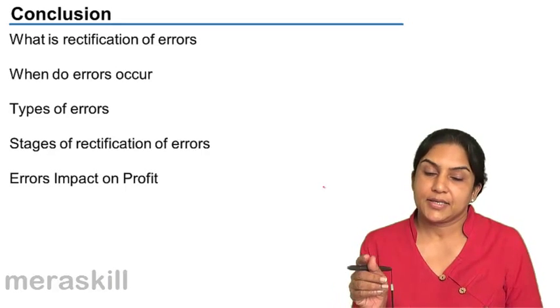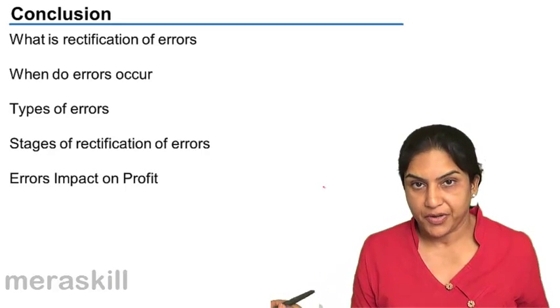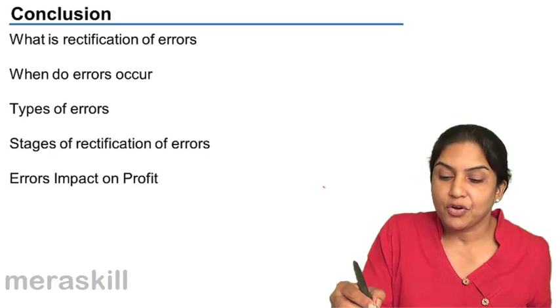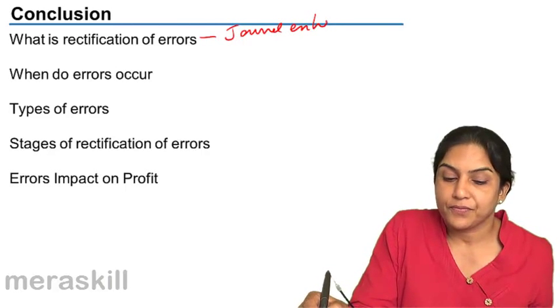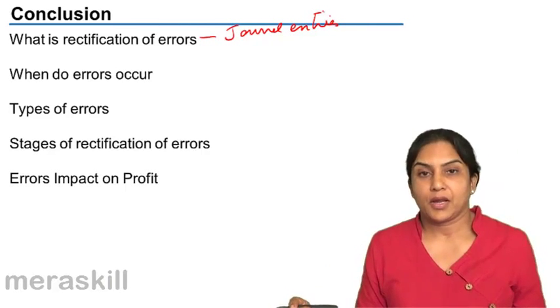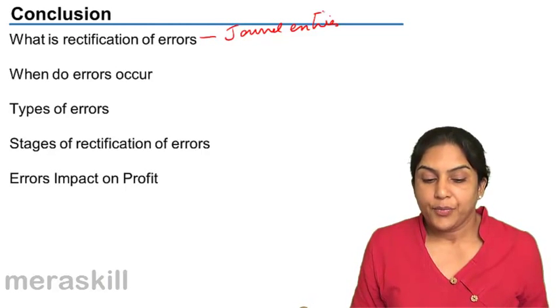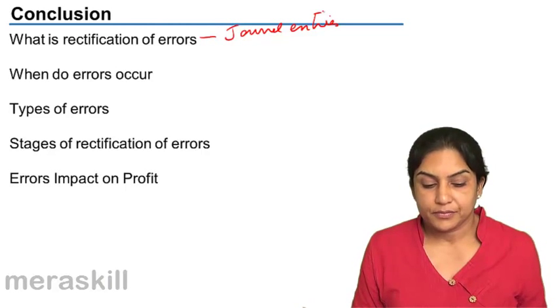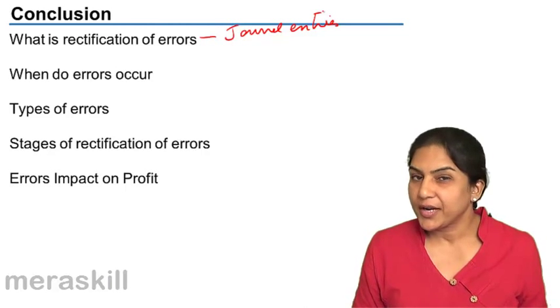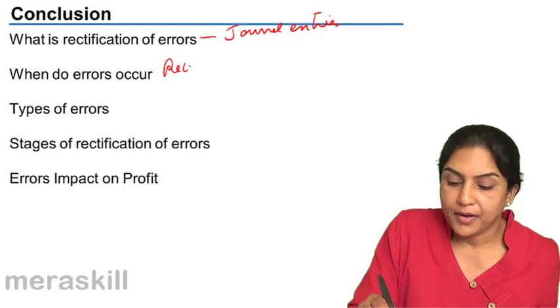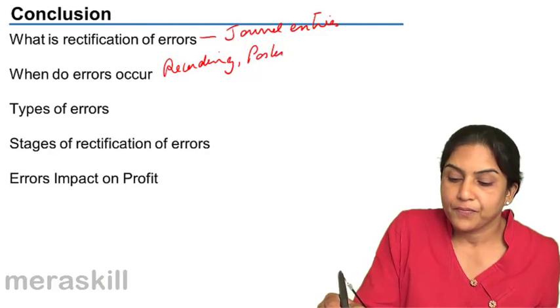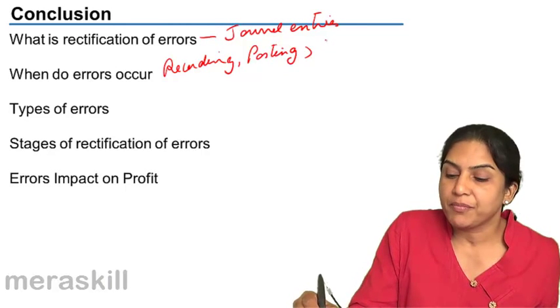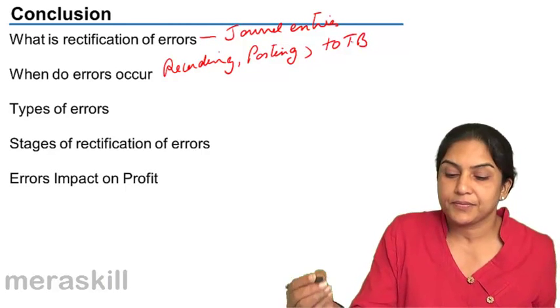We discussed what is rectification of errors, nothing but correction of the mistakes we have made through journal entries. When do the errors occur? Errors may occur at the time of recording, at the time of posting, or at the time of transferring of balances to trial balance.